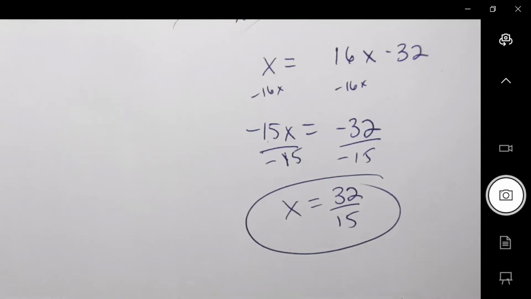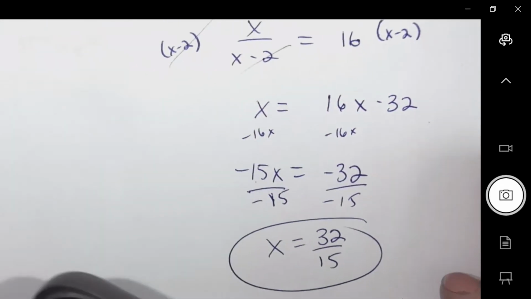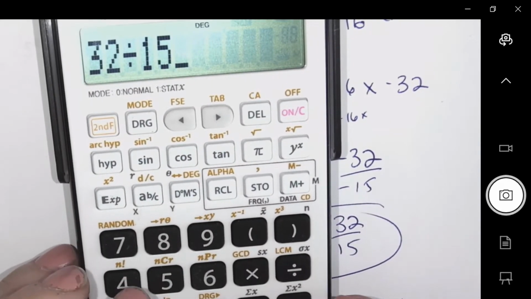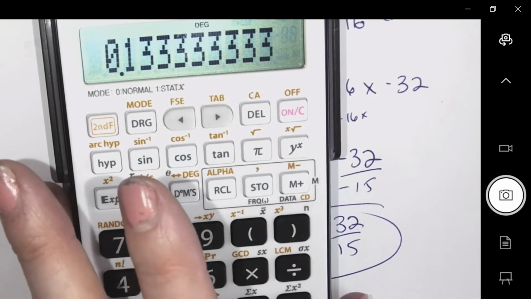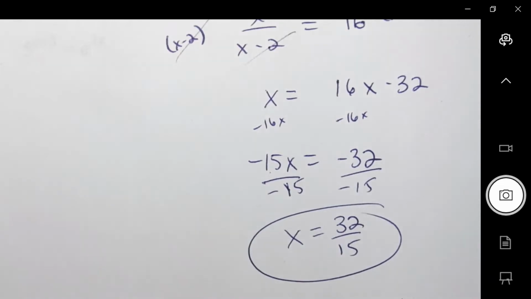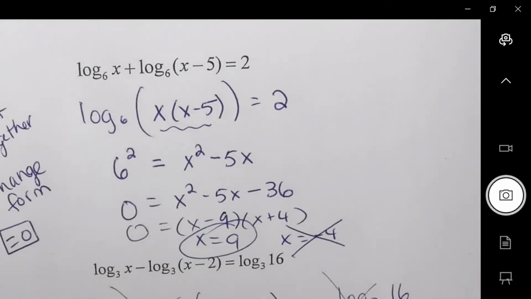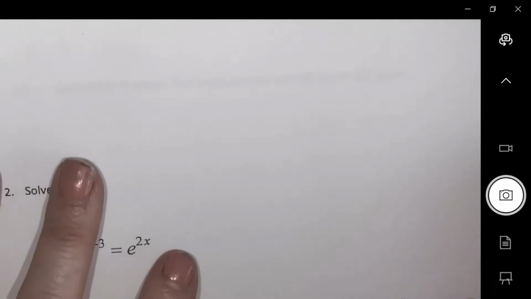Ooh. Are we still okay when we check it for positivity? 32 over 15 minus 2 is still positive. We're still good because it's higher than 2, right? Okay, so log equations, think log rules. Always glue together. That's always your first instinct, okay?